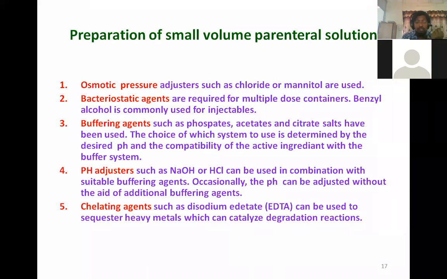Then we use buffering agents, pH adjusters, and chelating agents. So buffering agents such as phosphates, acetates, and citrate salts are generally used to prepare these buffers, and the choice of which system to use is determined by the desired pH and compatibility of the active ingredients with the buffer systems. Then pH adjusters such as sodium hydroxide or HCl can be used in combination with suitable buffering agents. Occasionally, the pH can be adjusted with additional buffering agents. Then chelating agents, generally EDTA is used as a chelating agent here.